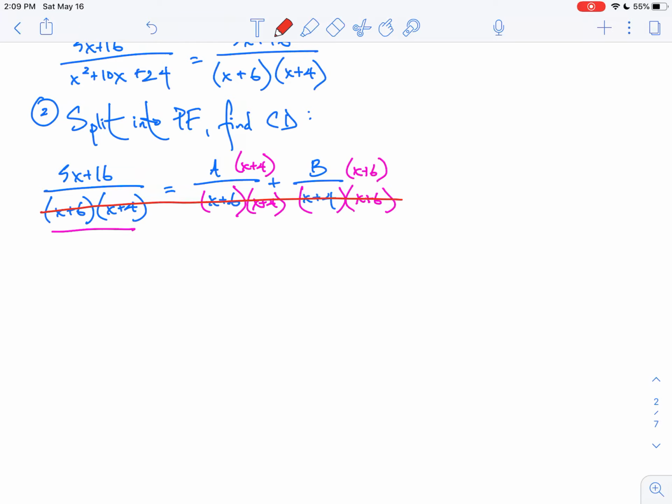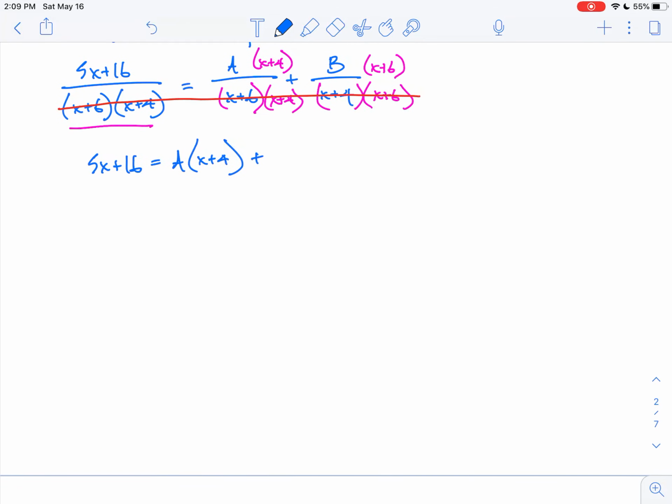And now we create an equation with just the numerator. So 5x plus 16 equals a times x plus 4 plus b times x plus 6. Now, we're going to go ahead and solve this equation, but I'm going to show you a shortcut that you can use for some of these to help you move along a little bit faster, okay? So instead of distributing, which is what I did in the first video, what I'm going to do is pick certain values of x to help me solve for a and b a little bit faster, okay?